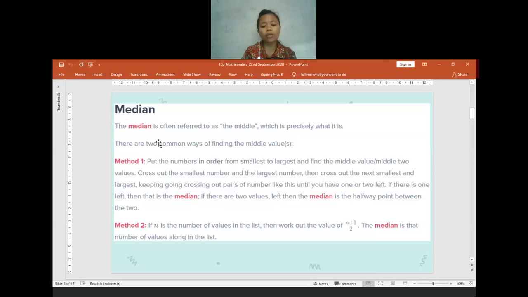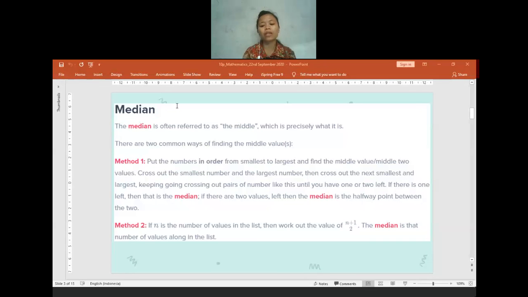Or in another way, you can use the formula n plus 1 divided by 2. When n plus 1 divided by 2 gives a decimal number, maybe like 11.5, it means we have to find the 11th data and also the 12th data. After that, we add them and divide by 2.